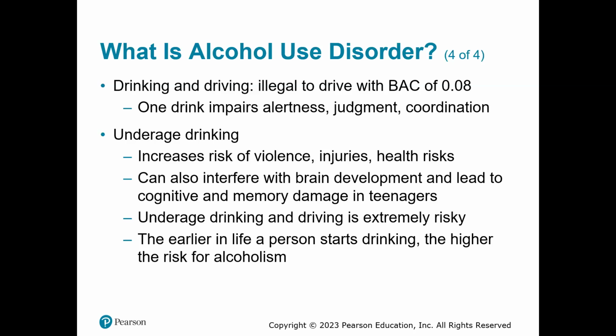And then we have underage drinking, which is any drinking of anyone under the age of 21, considered an alcohol use disorder. What are the impacts of that? Risk of violence, injuries, and health impacts, increased risk of those. It can also interfere with the development of your brain. Your brain does not finish fully developing until you're between 23 and 25 years of age. So drinking early on when your brain is not fully formed can lead to a lot of impacts later in life, cognitive and memory damage in teenagers, younger folks whose brains have not fully developed.